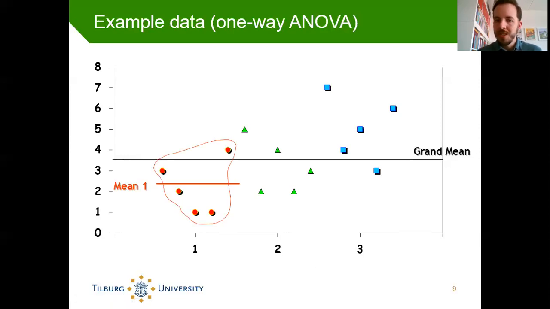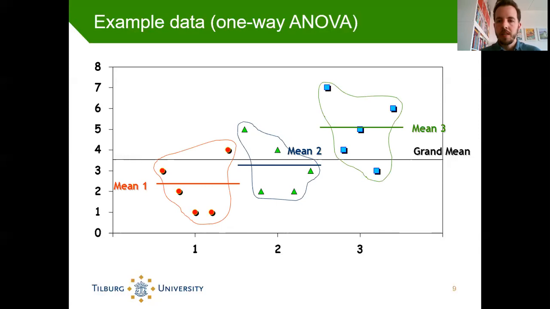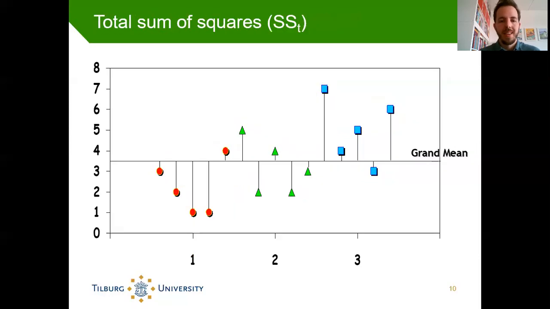What you can also do, of course, is calculate the means for each group. So here, the horizontal red line is the average, so the mean for group 1. Here you have the mean for group 2, and here you have the mean for group 3. And now your question is, of course, do those different means, do those different groups differ from each other statistically? If you want to find this out, what SPSS is actually doing for you is calculating 3 different things. So here's the first thing.